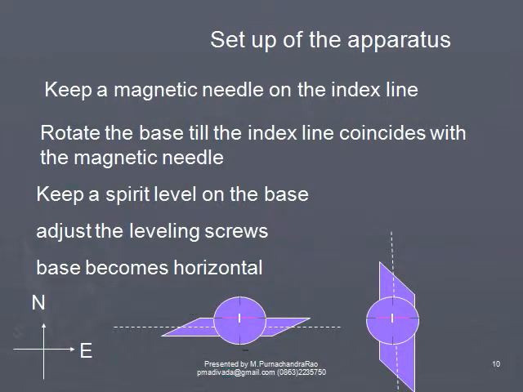Setup of the apparatus: some adjustments before the experiment is conducted. First, keep a magnetic compass needle on the index line. Rotate the base till the index line coincides with the magnetic needle.